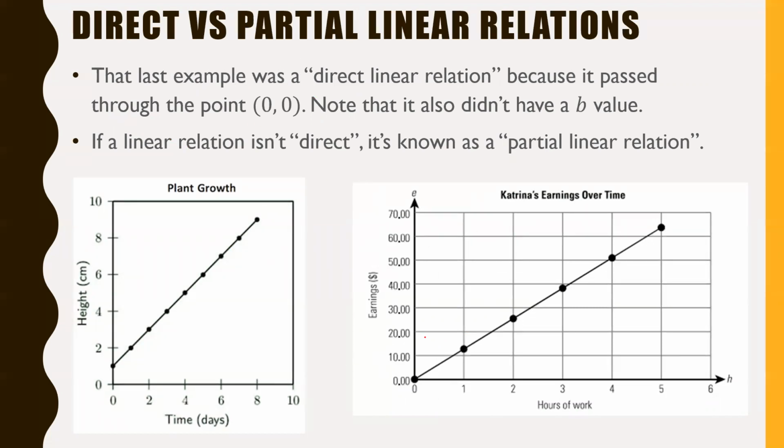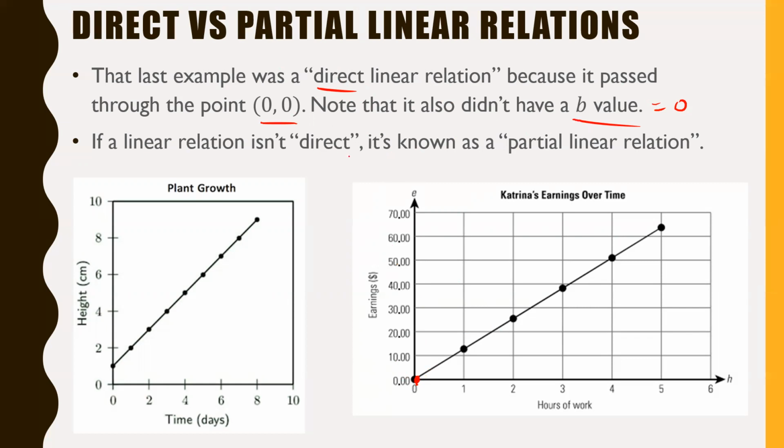That last example we just did was known as a direct linear relation because it passed through the point 0,0. Since it passed through there, it's direct. That's just what we call it. So I want you to note that it didn't have a b value, or rather b was equal to 0, right? So in other words, it was direct. There was no plus anything. You don't worry about that.